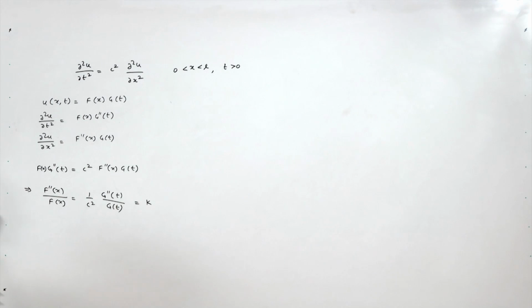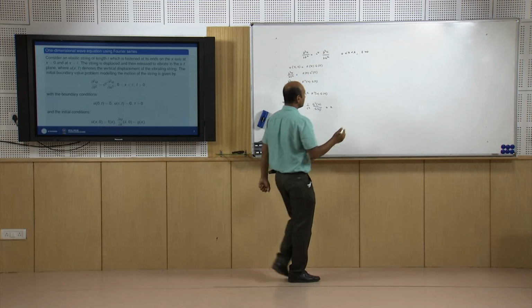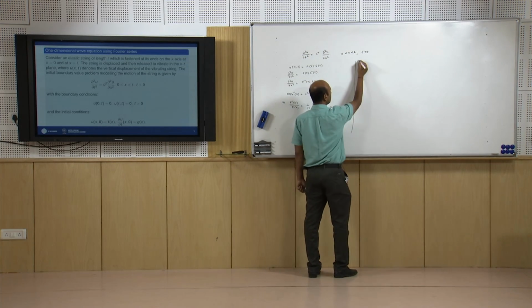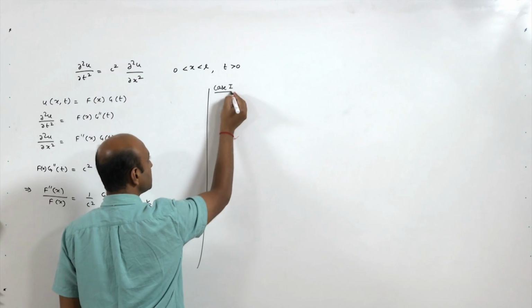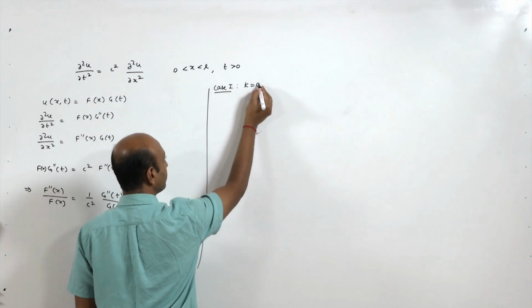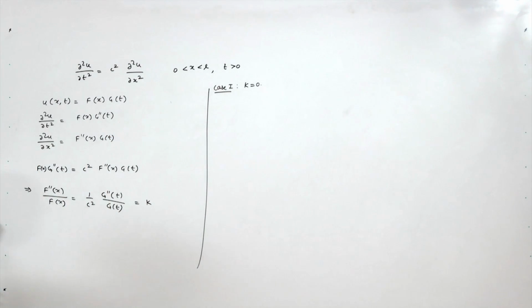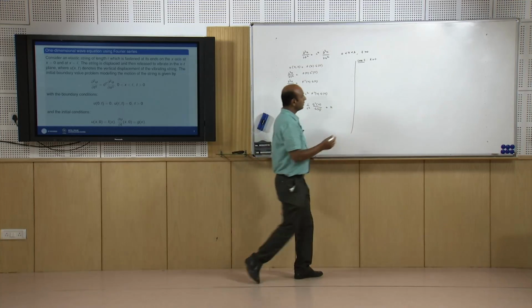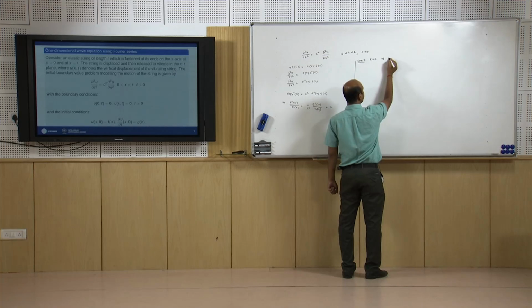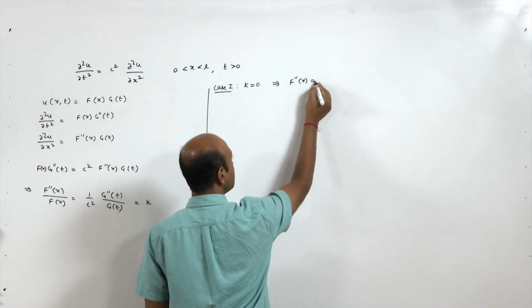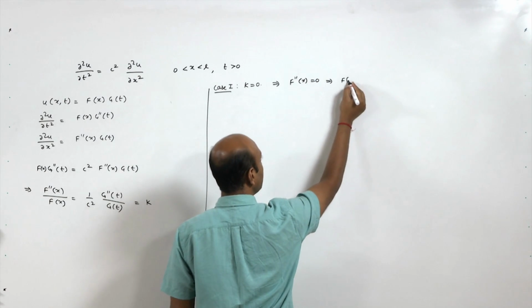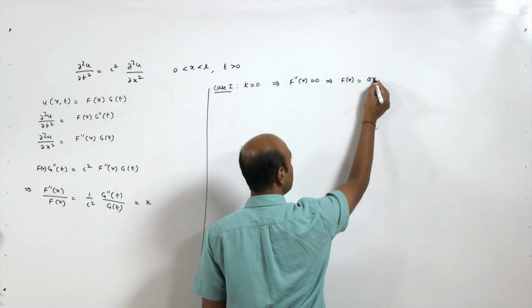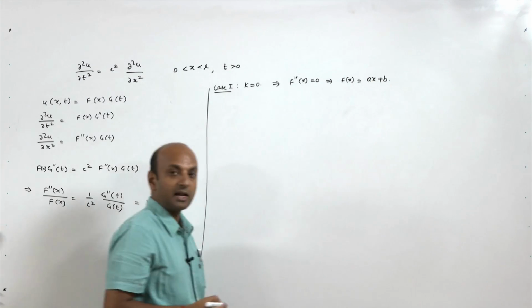Now, this k has three possibilities: either k is 0, or k is positive, or k is negative. Let us take all three cases. Case 1, suppose k is 0. If k is 0, then f double dash will be 0, f double dash x will be 0, and this implies f(x) will be nothing but ax plus b, where a and b are arbitrary constants.